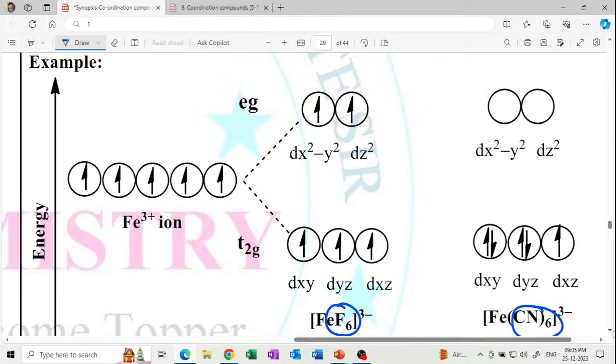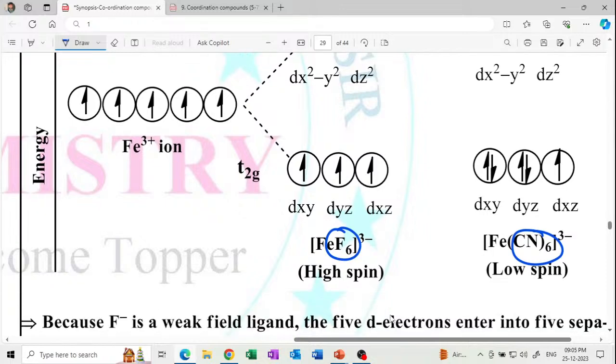So there is the T2g and Eg orbitals. The T2g has dxy, yz and dxz, and the Eg has dx square minus y square and dz square. Fluorine is a weak field ligand, cyanide is a strong field ligand. So pairing takes place in one case, and in the F6 complex no pairing takes place. Get it? High spin and low spin.